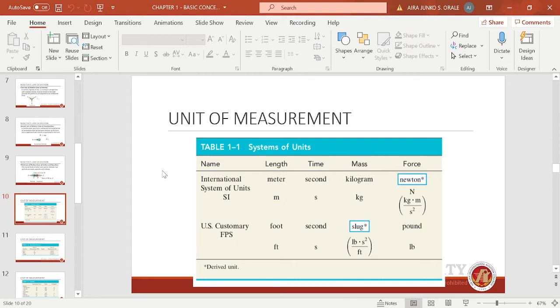Then, according to the US customary units, the unit for length is the foot. For time, it's the second, and for mass, the slug, which is also a derived unit, pound second squared per foot. And for force, the unit they use is the pound force.